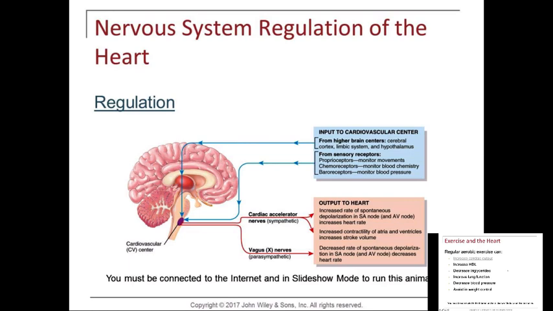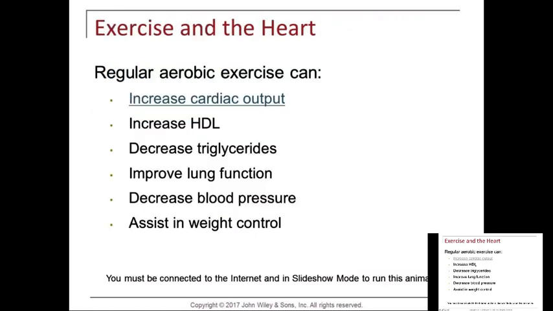Regular aerobic exercise can increase cardiac output, increase your high density lipoproteins, decrease your triglycerides, improve lung volume, decrease blood pressure, and certainly assist in weight control, because when you exercise, you tend to put on more muscle, more mitochondria. It's called mitochondrial biogenesis. The more mitochondria, the more little burning centers you have to burn fuel, which loves to burn fat cells. Okay.